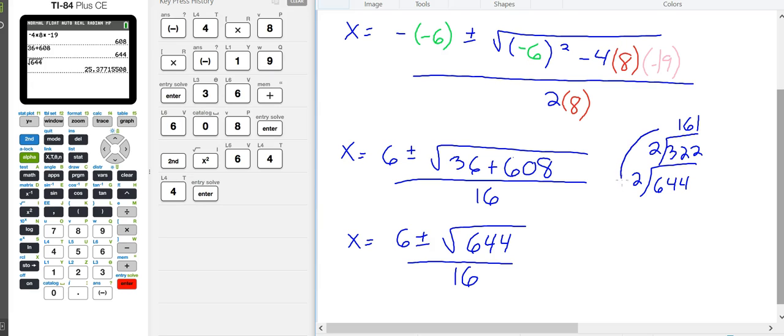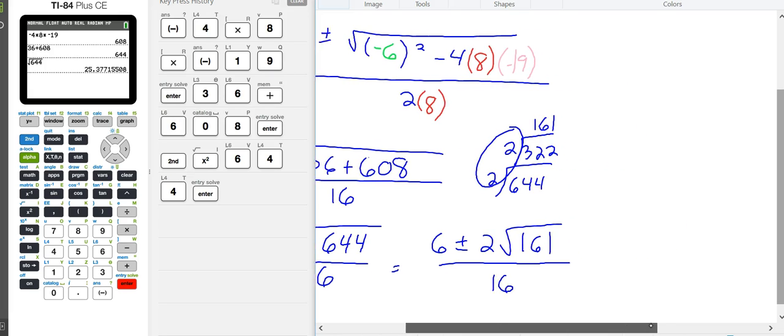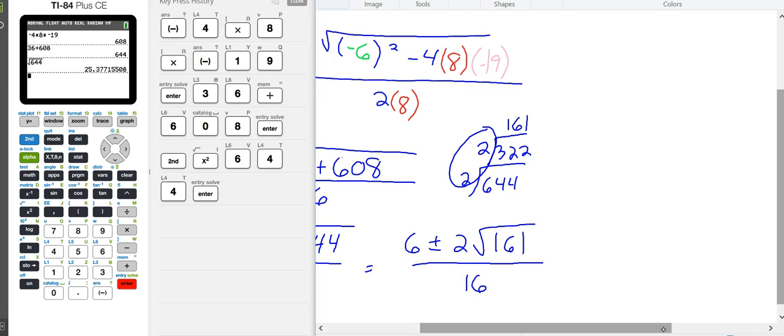We take our doubles, which in this case are 2. We bring out one of our doubles, and we leave the single inside, 161. So let's just rewrite the whole equation. 6 plus or minus 2 square root 161 over 16. Can we simplify this? Let's try. We could rewrite this as 6 over 16 plus or minus 2 square root 161 over 16.